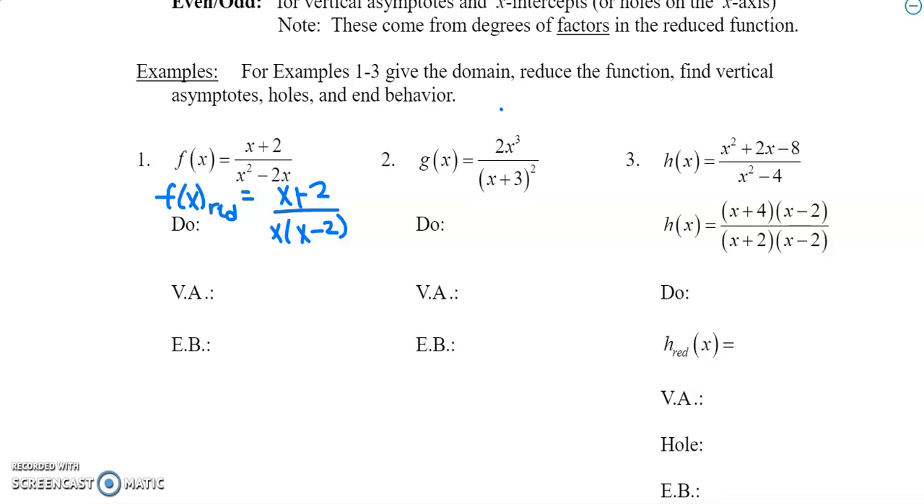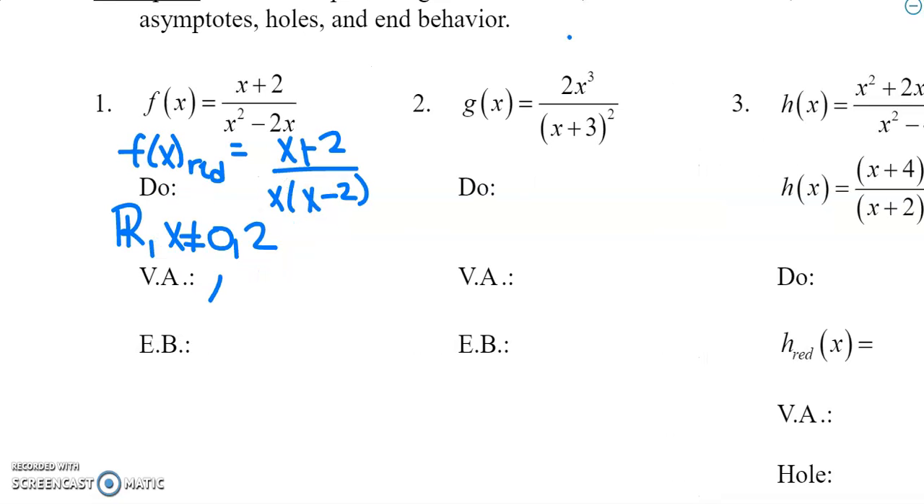So what is my domain? My domain is all reals except x cannot equal 0 and x cannot equal 2. We'll just write that: x not equal 0, comma 2. So that's our domain. So where are our vertical asymptotes? Our vertical asymptotes are at x equals 0 and x equals 2 because we know both of those domain restrictions are not holes, they're not jumps, so they're vertical asymptotes.